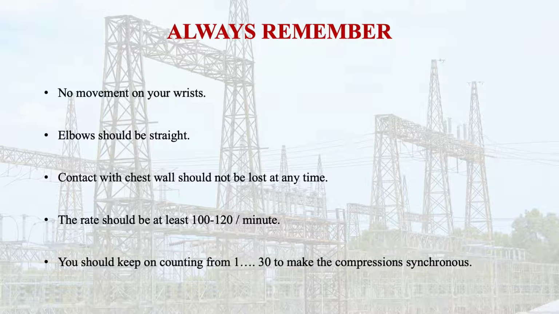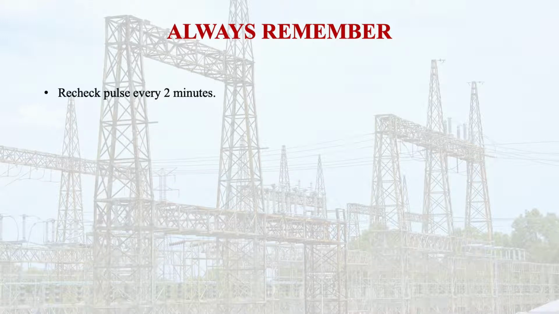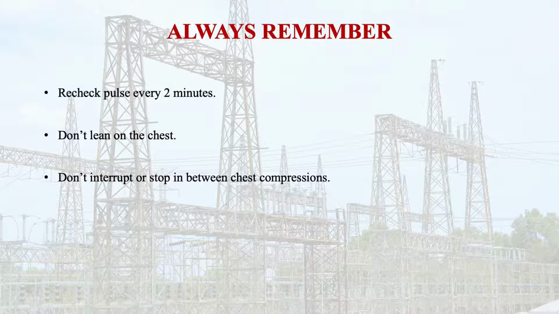You should keep on counting 1, 2, 3, 4 and so on till 30 as you give the compressions. Then you must check the pulse every 2 minutes to see whether you are able to revive the victim or not. Do not lean on the chest, always keep your elbows in a proper manner. Don't interrupt or stop in between your chest compressions. Once you have started the chest compressions, go on with them, but you must keep on counting. Then you can alternate 30 with the breathing and then go back to the chest compressions.